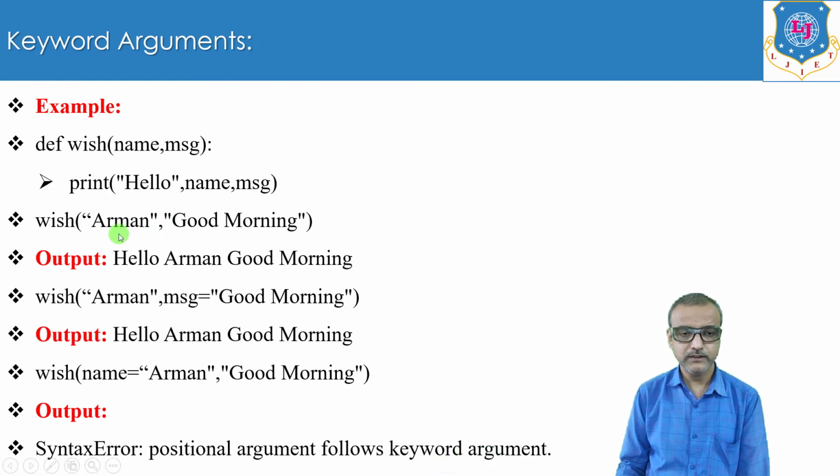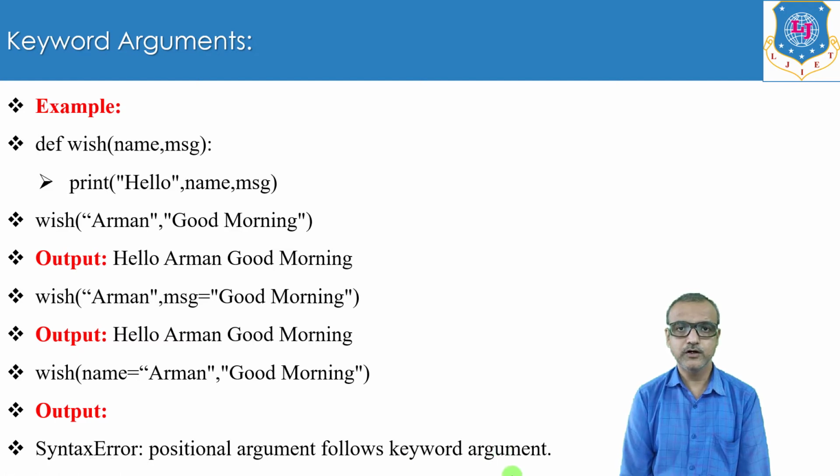See here we have positional argument, again here we have positional argument, so there won't be any error. Here we have positional argument and here we have keyword argument, so again there won't be any error. But over here you can see we have first keyword argument then after positional argument, so it will give you an error because positional argument must come before keyword argument.